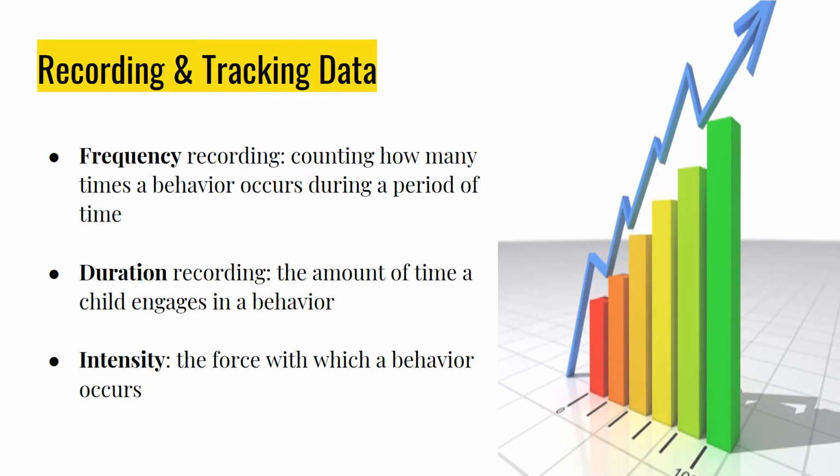Frequency recording is used to count how many times a behavior occurs during a given time period. Duration recording is tracking the amount of time a child engages in a behavior. We track intensity to help determine the force with which a behavior occurs.